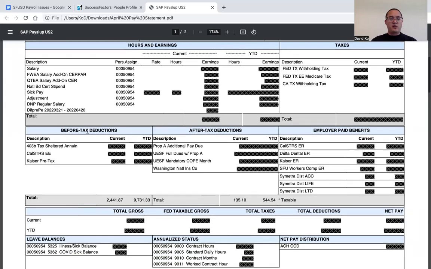You have two separate categories for before tax and after tax deductions. Before tax deductions are, as the name implies, taken out before taxes, meaning that this income is not subject to income tax. I'm making 403B contributions.